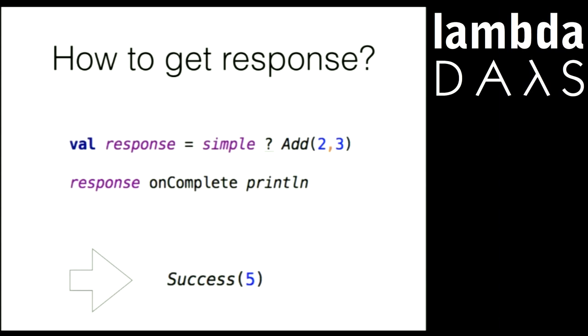It would send a message to our simple actor, and then it would return us a future. And that future will only complete when the simple actor responds to our message. So once we've got the response future, we can do the usual stuff with it. We can do an onComplete handler, we can pass it on, map, flatMap, whatever we want to do.